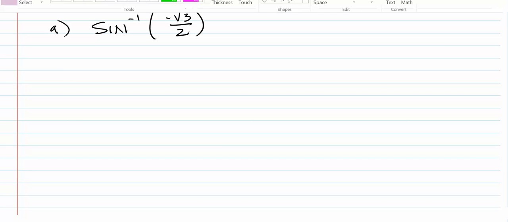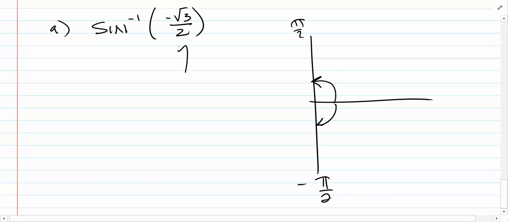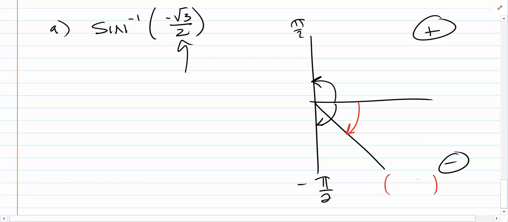Okay, here's the thought process. Many of you got this right. Remember, you can only stay between negative pi over 2, which is this angle, and positive pi over 2, which is that angle. That's all you're allowed to work with. So you're looking for the angle whose sine is negative root 3 over 2. It's positive in quadrant 1, negative in quadrant 4, so you know you're going to be in quadrant 4. So you want this angle here, whose sine value is negative root 3 over 2, and that would be negative pi over 3.